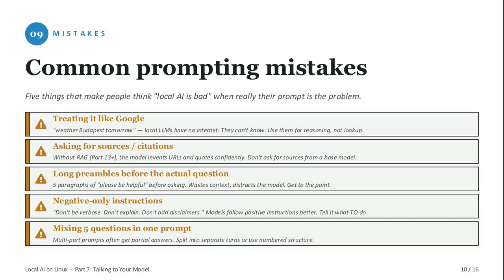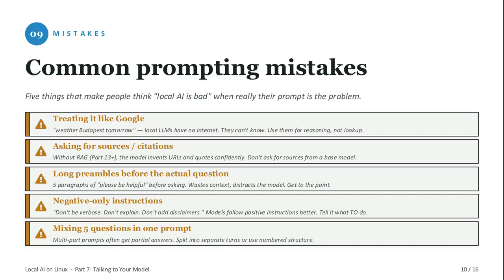Now, before we move on, let's talk about the ways people sabotage themselves. Treating a local model like Google is the big one. No internet, no live data. It literally cannot know tomorrow's weather. Asking for sources from a base model just invites hallucinated URLs. Long preambles waste context. Negative-only instructions confuse the model. Tell it what to do, not what to avoid. And stuffing 5 questions into one prompt almost guarantees you'll only get 2 answered.